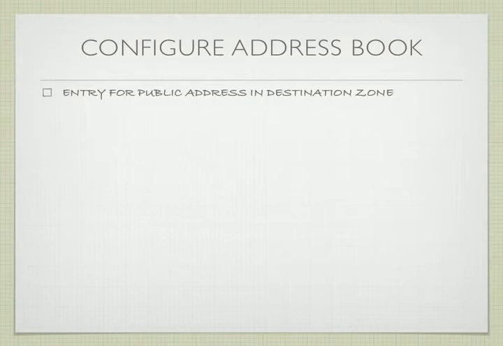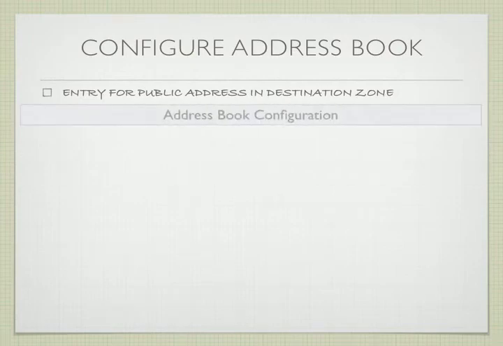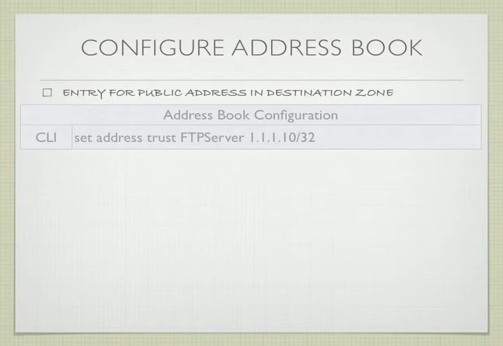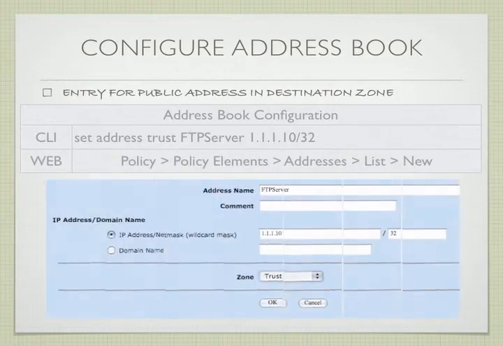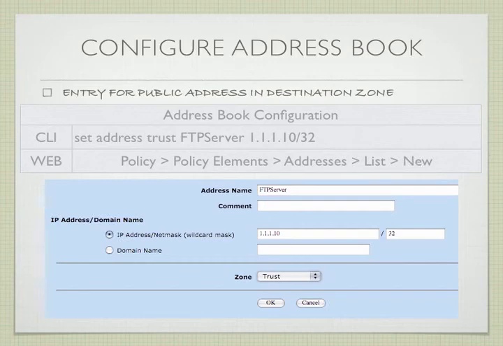Okay, the entry for the public address in the destination zone. We're going to go to the address book, and in this case we're going to do an untrust to trust example. So we're going to set in the trust zone our FTP server's public address 1.1.1.10. This we reviewed earlier in the previous lessons, it's the same process. You'll go in there and either in the web or on the CLI create the address book entries so that it's selectable when you do the policy.